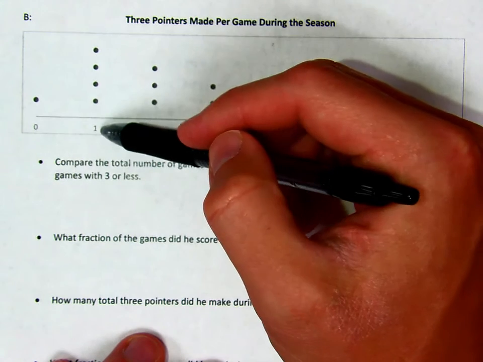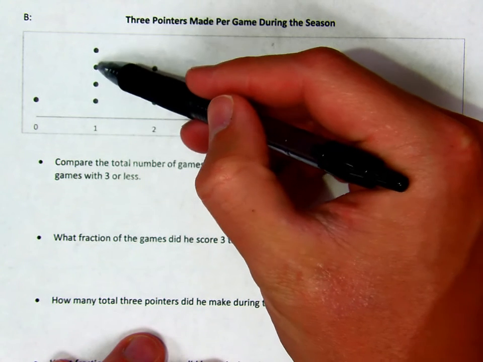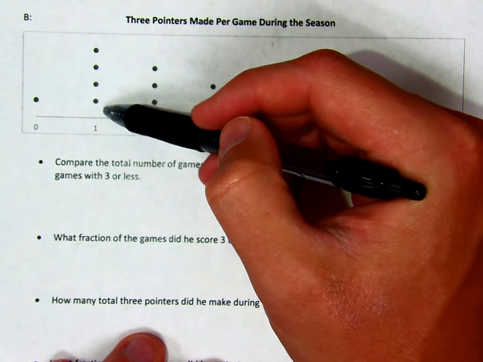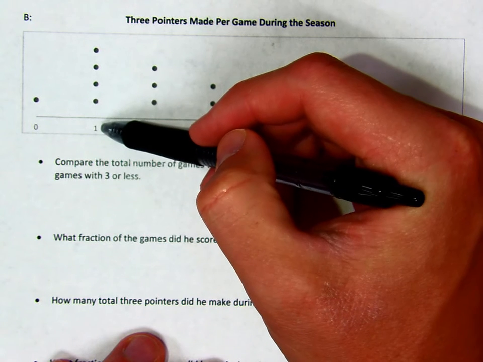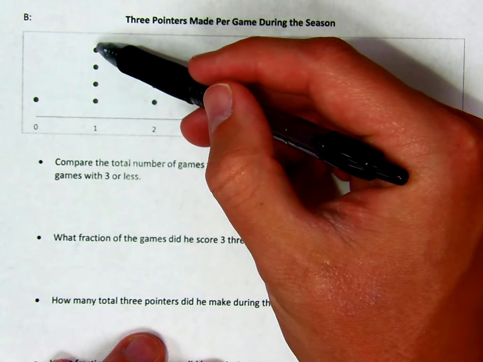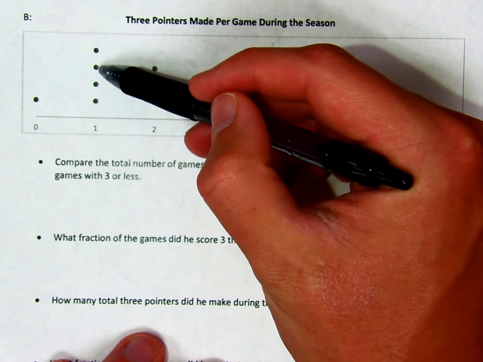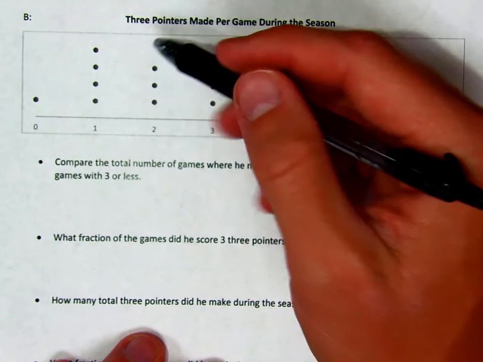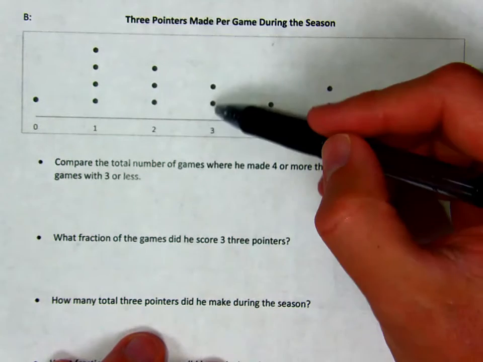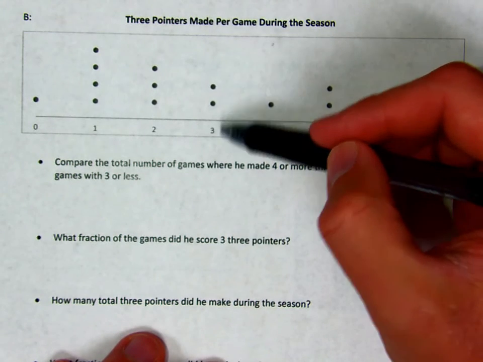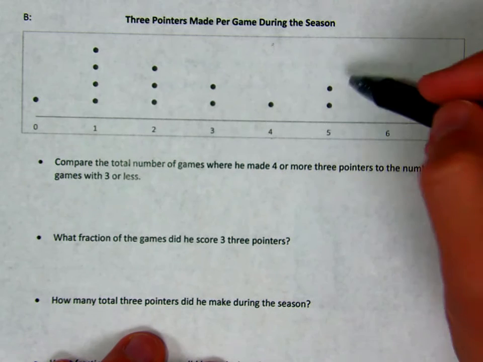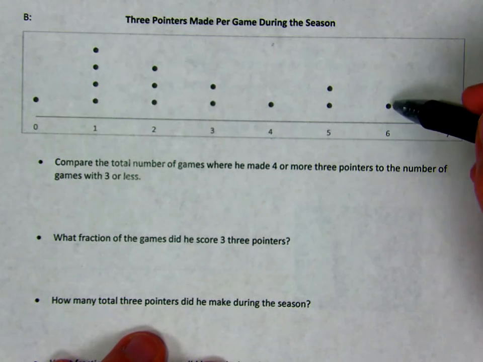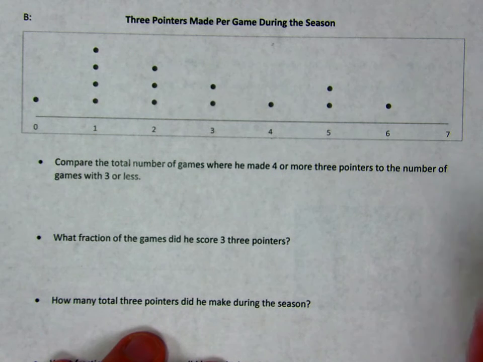This means that she had 4 different games, or he had 4 different games where he made 1 3-pointer. So in this game he made 1 3-pointer, this game he made 1 3-pointer, this game he made 1 3-pointer, and so on. And keep going down the line. So he had 2 games where he scored 3 3-pointers. He had 2 games where he scored 5 3-pointers. And he had 1 game where he scored 6 3-pointers in a single game.